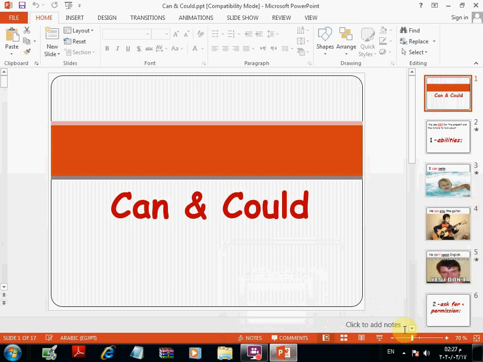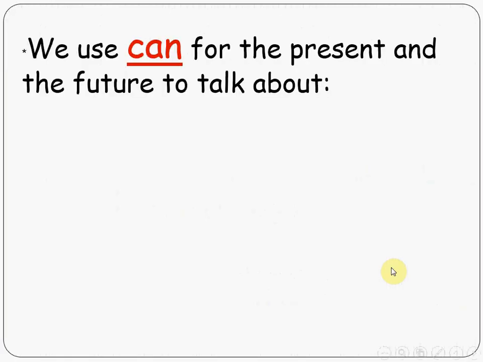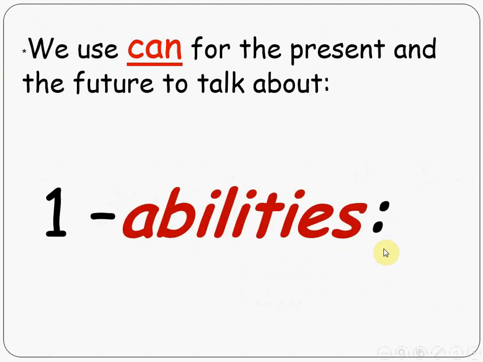Today we're going to talk about can and could. Okay, we use can for the present and the future to talk about ability. And what is the meaning of ability? Ability means something that you can do or you can't do.